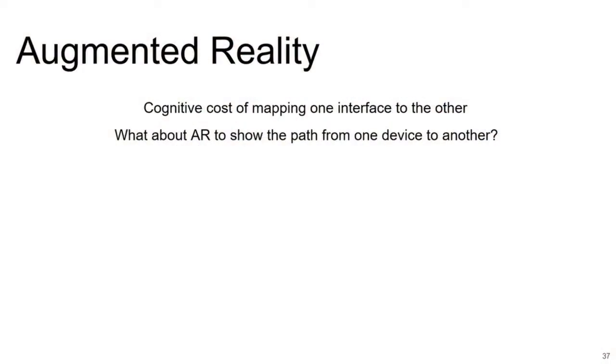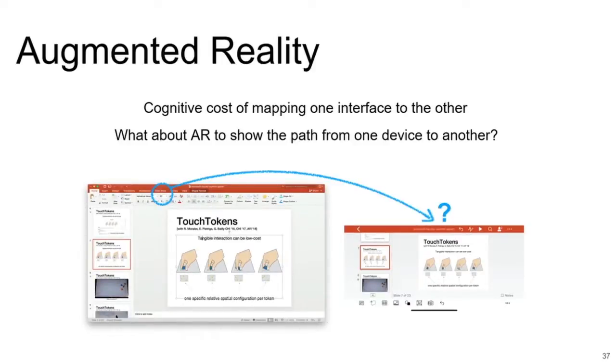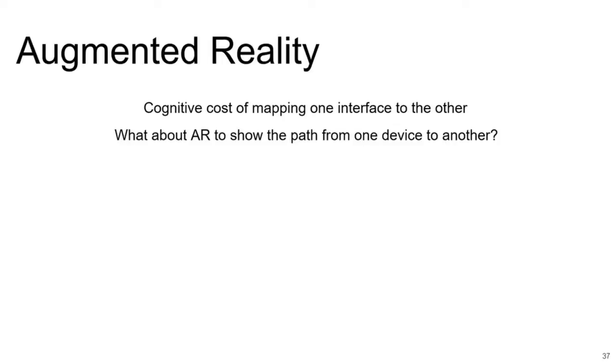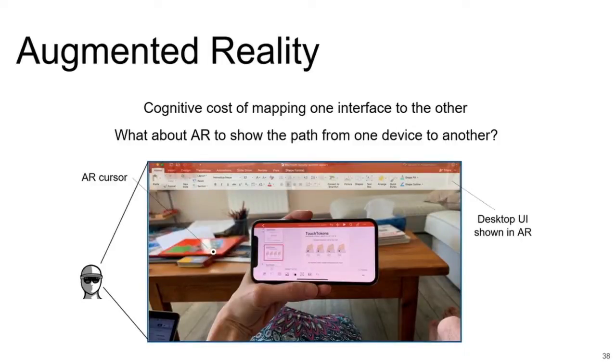So getting back to our initial problem again, I mentioned that a UI can look quite different on two different devices. For example, I know how to change the font size on PowerPoint on my desktop, but I don't know how to do it on my smartphone. So what I might be interested in here is to get some support to show me the mapping between the interface I am familiar with, the desktop one, and the interface I am new to, the smartphone one. This is where augmented reality could play a role.